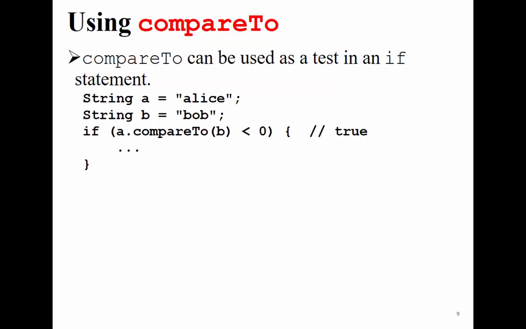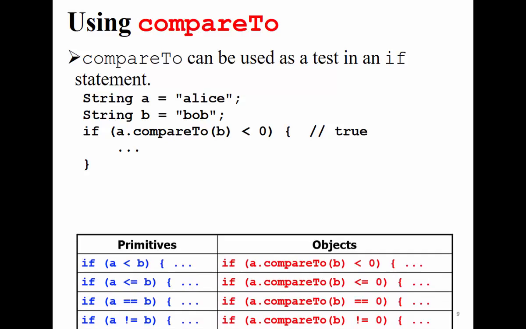For example, here we have two strings, A and B. We are using A.compareTo(B), and this will return less than zero, and this is true because A is less, B is greater than A. There is some implementation for the string, how the string compares two values. A is less than B, and this will be true.